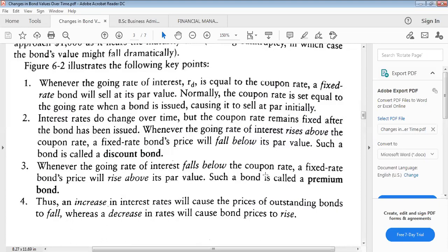Do you still stick with your answer, ma'am? If it falls below the coupon rate. So what is the coupon rate? 7%, sir. Yes, but which is higher, the coupon rate or the going rate of interest? So the going rate. So what kind of bond will it be then?